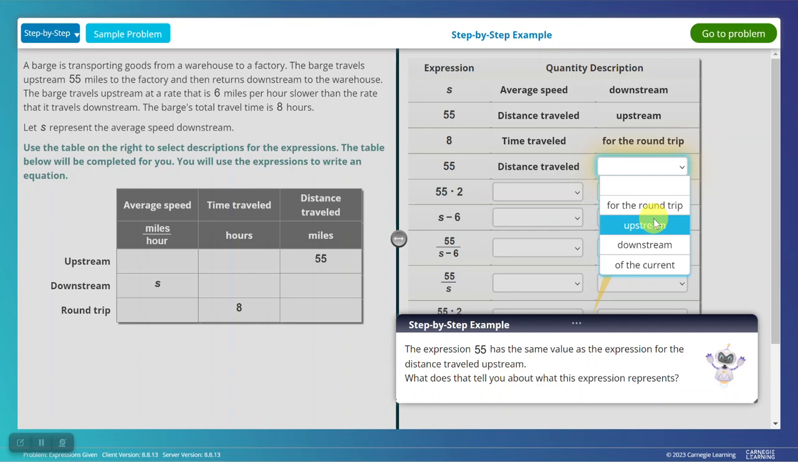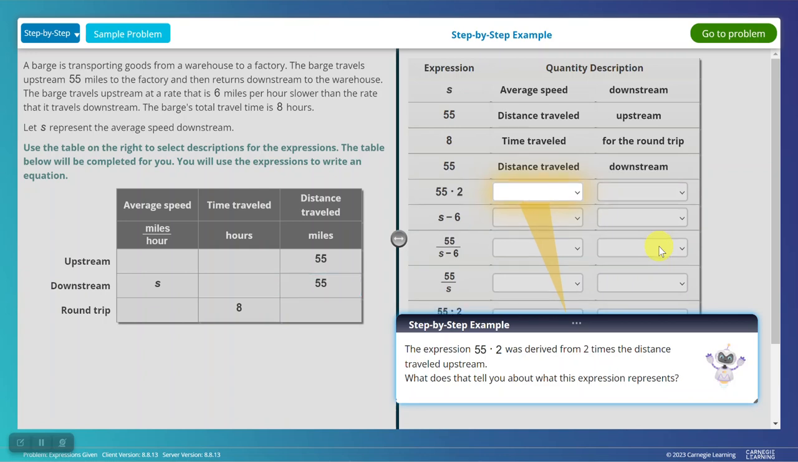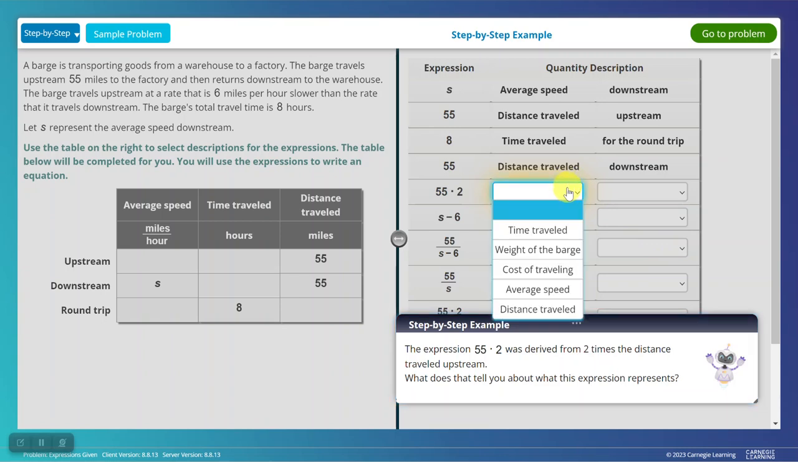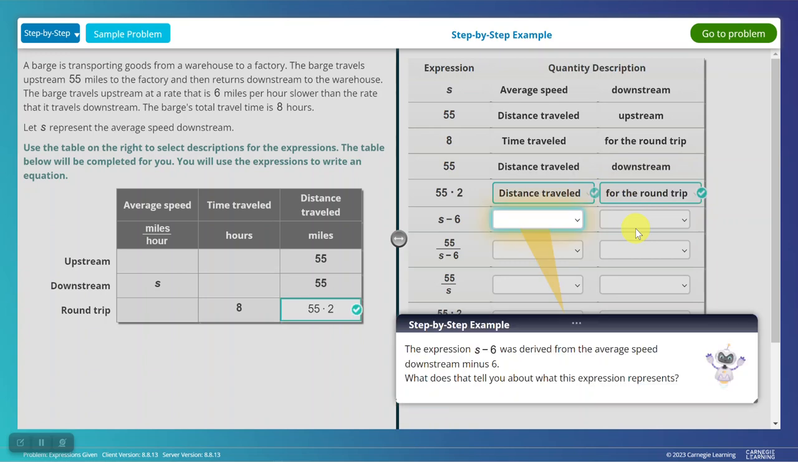So if it goes 55 miles upstream, it's going to go 55 miles downstream, right? Because it's going back and forth. So I'm going to say downstream this time. Yes, that's why it was repeated. It wasn't because they just copied it. 55 times 2, well, that's going to be the total distance, isn't it? If you go 55 upstream, 55 downstream, that's going to be distance traveled, but this time I'm going to say it is the round trip.